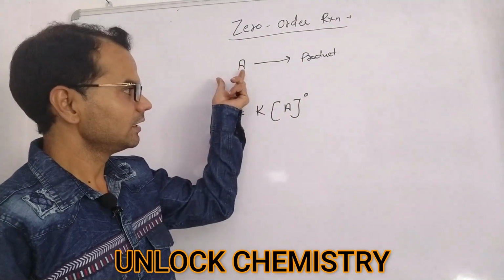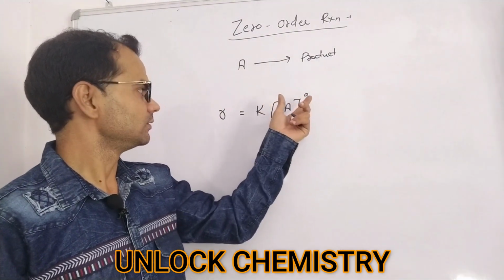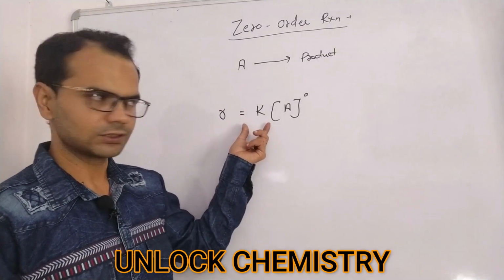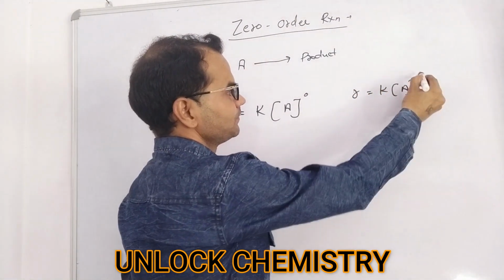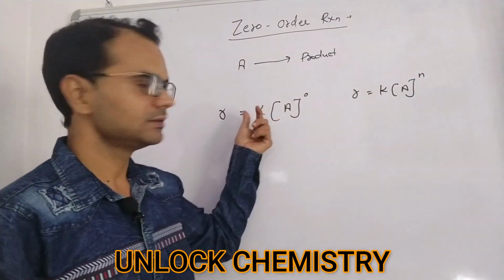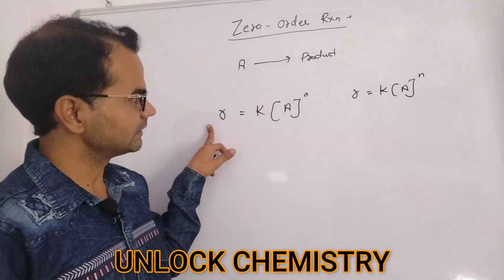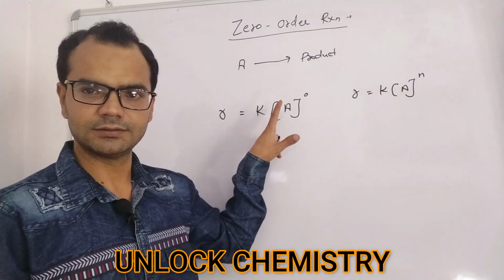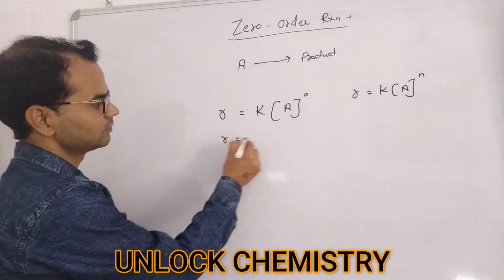A is the reactant and we can see A raised to power 0, 0 is the order of a reaction. So R represents the rate of a reaction, K the rate constant. Generally we have discussed R equal to K A to the power N. N represents the order of a reaction. Here N is 0. So reaction is said to be zero order if rate of reaction is independent of concentration term of a reactant. Easy. So R equal to K.